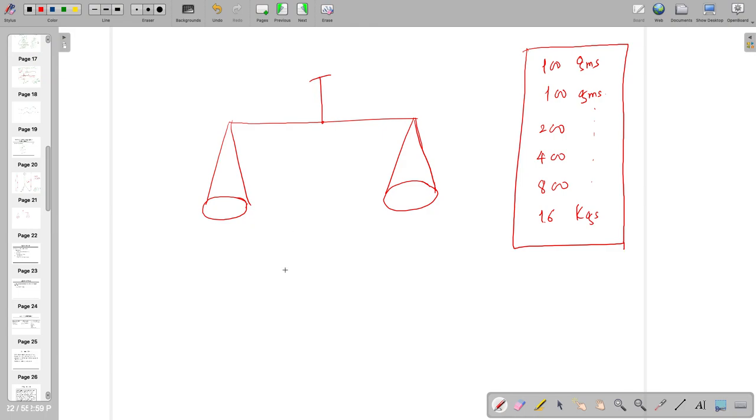Now, I have some block of some weight X available. I need to find out this X. So how are you going to play with these weights and find it out?